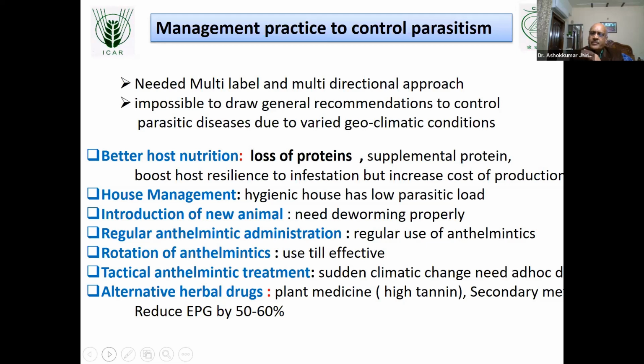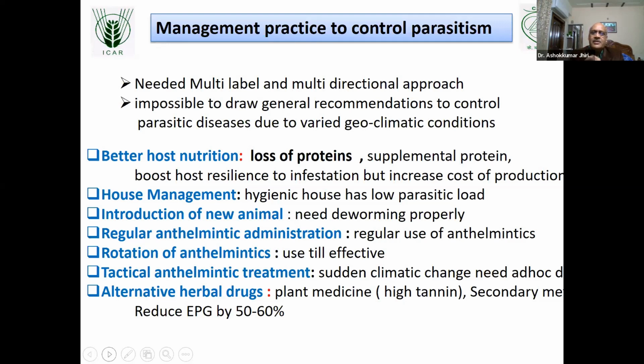Regular anthelmintic administration according to the strategy, depending upon your area. Rotation of the anthelmintic: sometimes there is a frequent rotation, meaning every time you are changing the medicine. Frequent rotation of the anthelmintic is also creating the problem of resistance. So the advice is that when you start one medicine or one class of anthelmintic, you use it till it is effective. We have practiced this approach continuously for 2 years. We use one class of the anthelmintic, then we change to the next class. So you can avoid anthelmintic resistance.